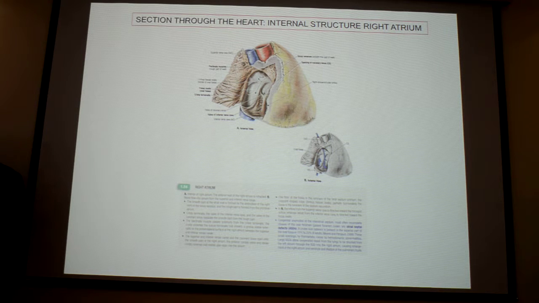ASD is less common. VSD is more common. What is VSD? Ventricular septal defect. And what happens with these babies? Those who have ASD or VSD, cyanosis is not present all the time.